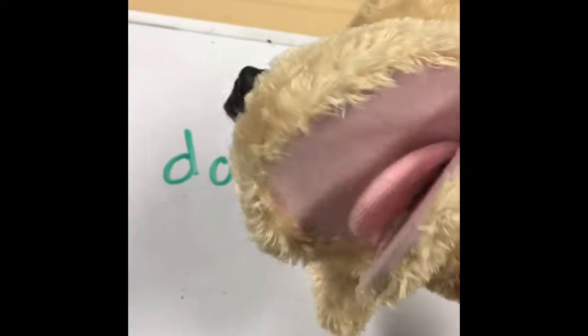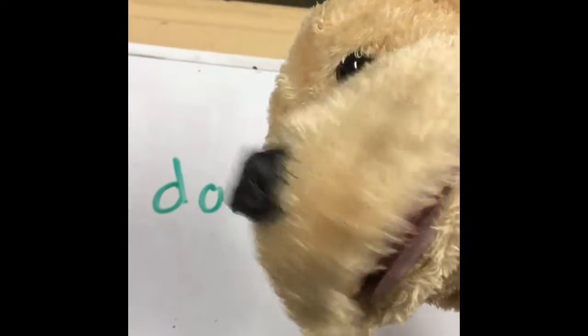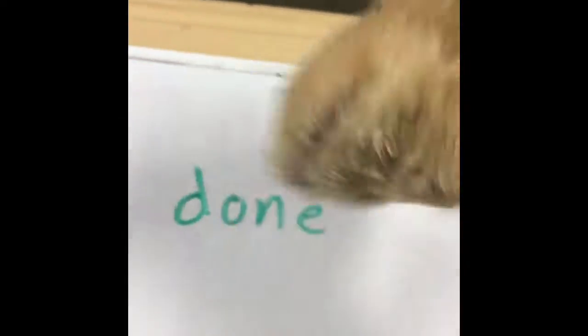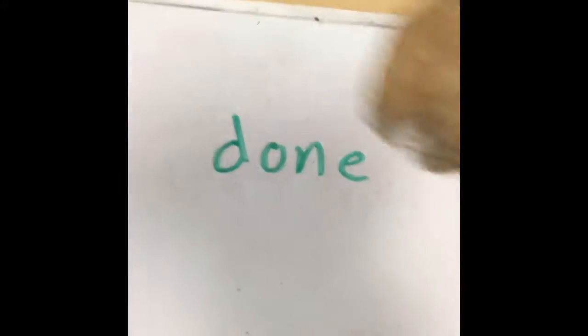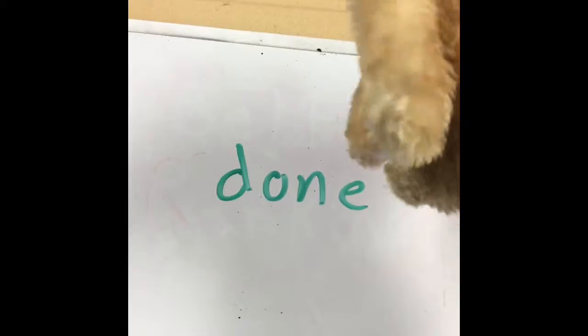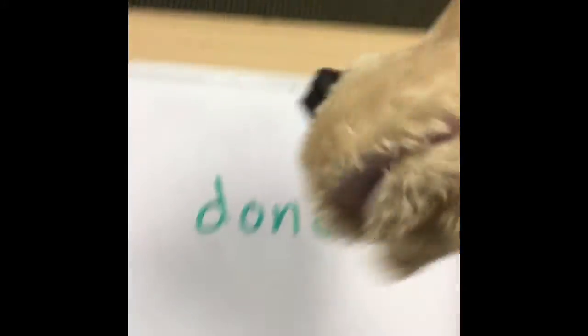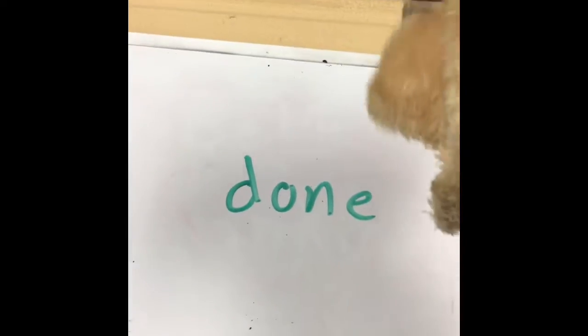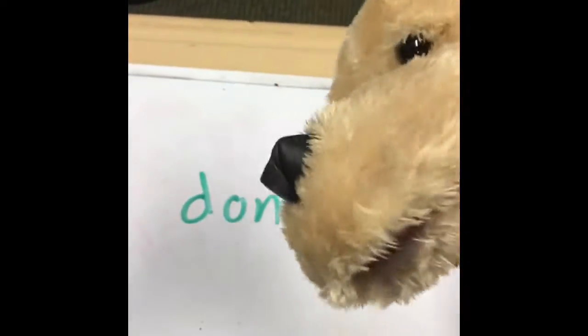Now, before we can figure out what a prefix is, we need to figure out what it's used for. Right here we have the word done. This word done is not a prefix. This is what we would call a root word. A root word is the main word. A prefix is usually located at the beginning of a word that changes the root word to something else.